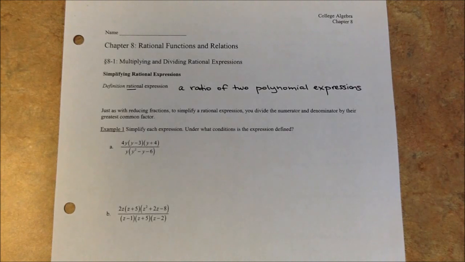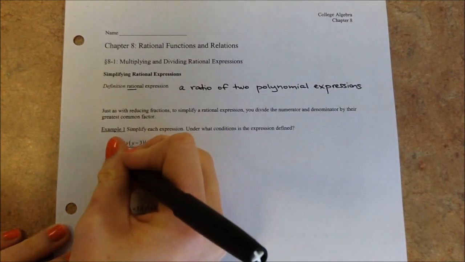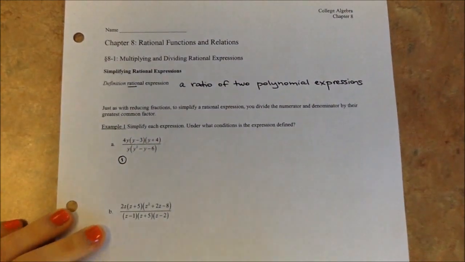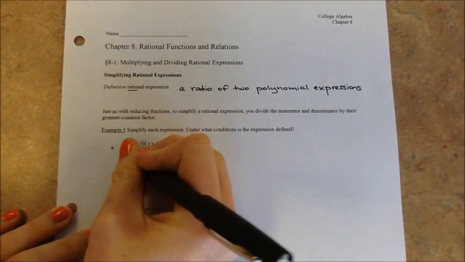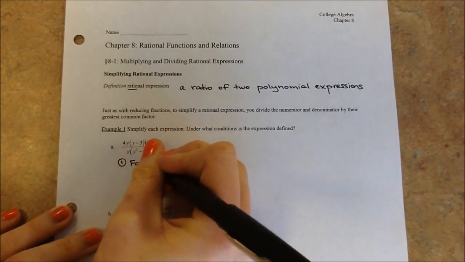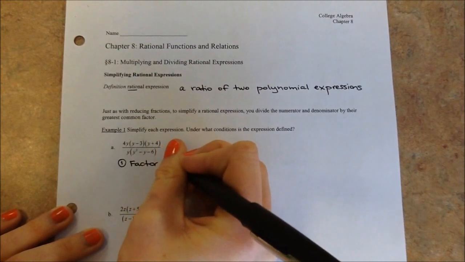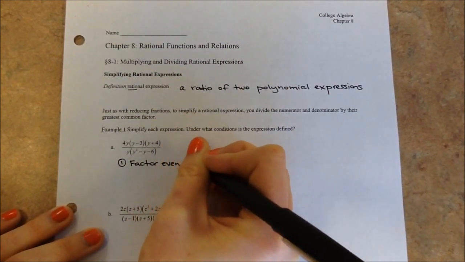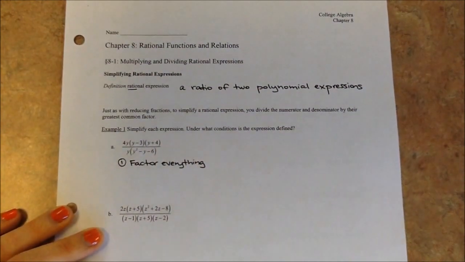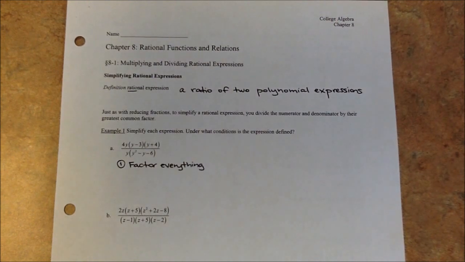So let me run you guys through. For this first one, I'm going to give you a step-by-step of exactly how to work through all of these. So your first step when you are simplifying rational expressions is to factor everything. Factor the numerator, factor the denominator. Every single piece that looks like it could be factored, you're going to factor it. So we're going to do that.